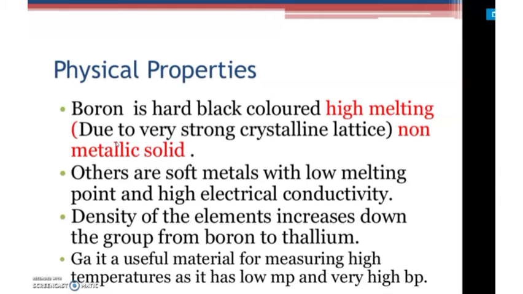If you check with this, boron is a hard, black colored, high melting, non-metallic solid. But all the others are soft metals which have a low melting point and high electrical conductivity, that is, they will conduct electricity so easily. And density increases down the group from boron to thallium. And gallium is a very useful material for measuring high temperature, as it has a low melting point and very high boiling point.